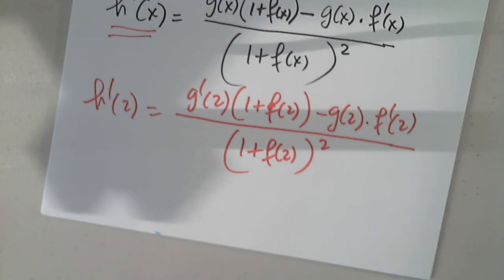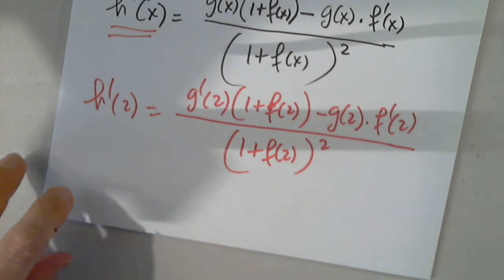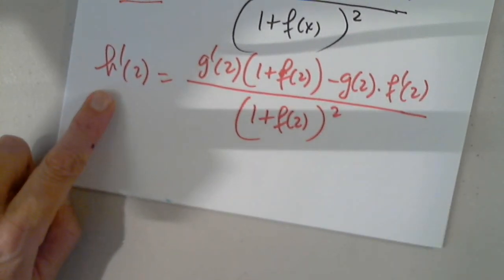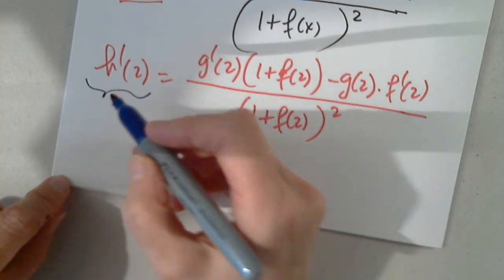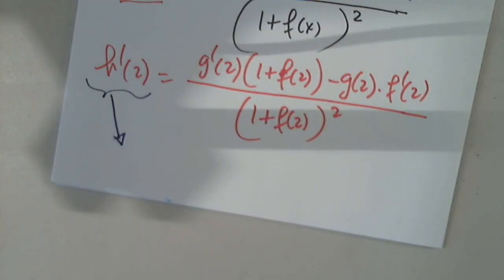And now I know what to do next. I just need to plug it in, and I will have h prime of 2. Can anyone explain in words what h prime of 2 will represent? So I can write the definition of this, so we know what it is, and then we'll calculate it. Calculating it is important, but not as important as understanding what it means. We wrote this before the end of chapter 2.